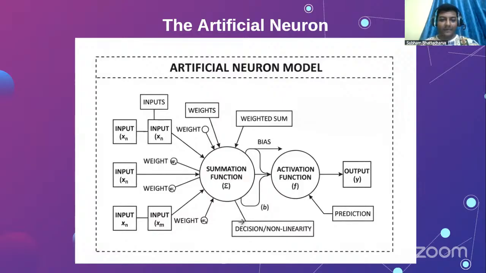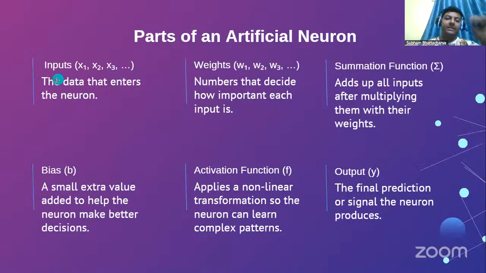So let us see what the input is. The input is the data which enters the neuron. What we are giving as data is generally represented by x1, x2, x3, and so on. Weights give stress on how much the inputs are important to us. It decides the efficiency of the input, or how much the output depends on the input. The weights are an important part.